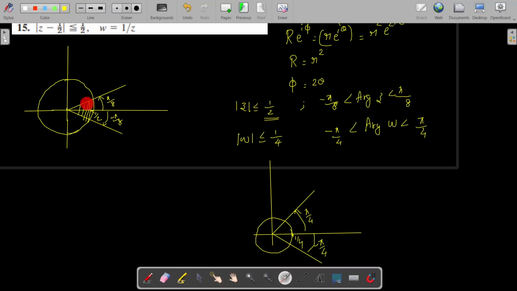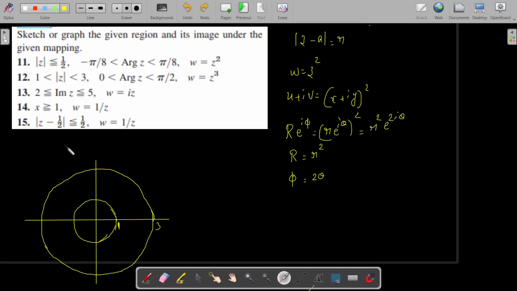Okay. So the image of this region in the z plane is the interior of the circle mod w equal to 1 by 4, together with argument between minus pi by 4 and pi by 4. So the corresponding region is this one, which is the interior of the circle, and also argument lies between minus pi by 4 and pi by 4. So this region in the z plane is mapped to this particular region in the w plane under the map w equal to z square.